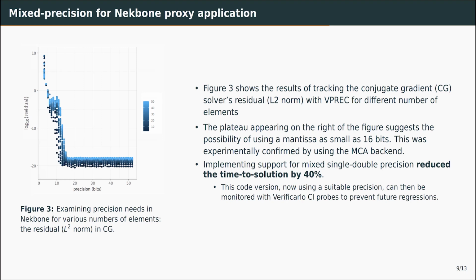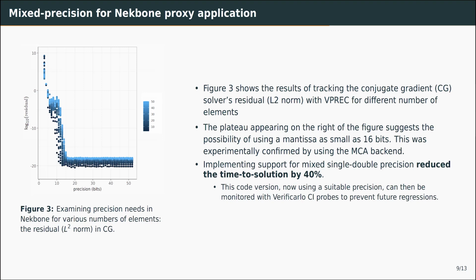So obviously, when you do that, you increase the risk of introducing some numerical regressions in the future. And so this is where you will typically monitor the evolution of those values with Verificarlo CI to make sure that you didn't introduce anything that could go wrong, I would say.